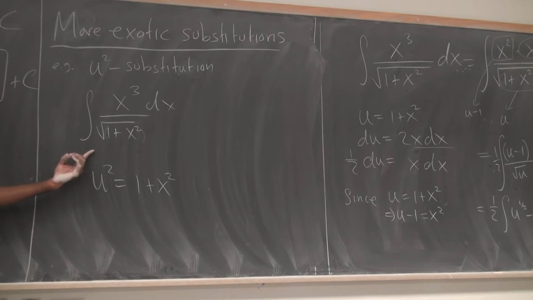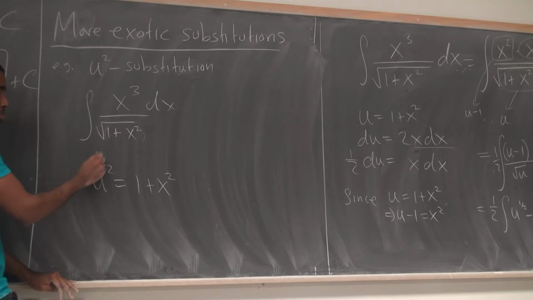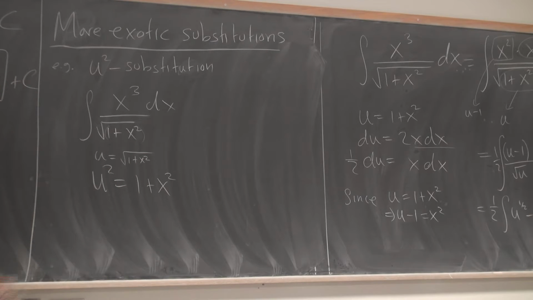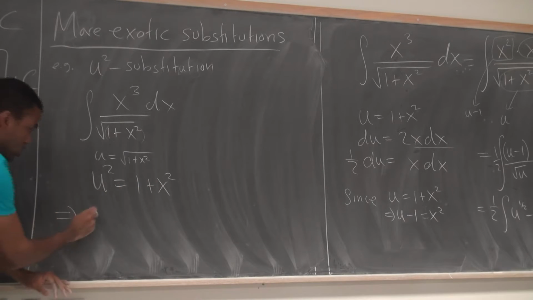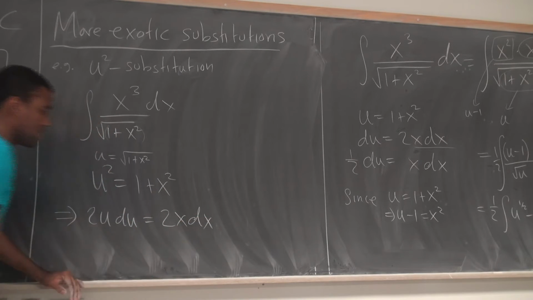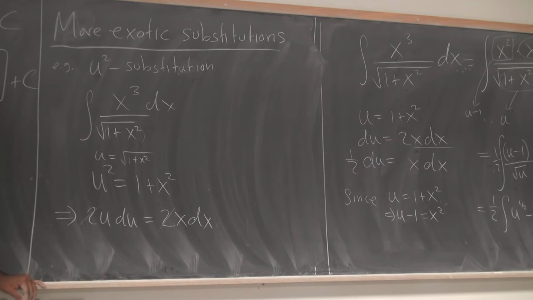Okay? So we can do that, right? And you can sort of think of it as saying u is the radical of 1 plus x squared and then squaring both sides. You can also think of it like that. But you can just think, I don't like that radical. Let u squared be that, right? How do you think I would proceed now? After you do your substitution, what is the next step? You differentiate. How do you differentiate u squared? 2u du. This gives you 2x dx. In other words, u du will be x dx.